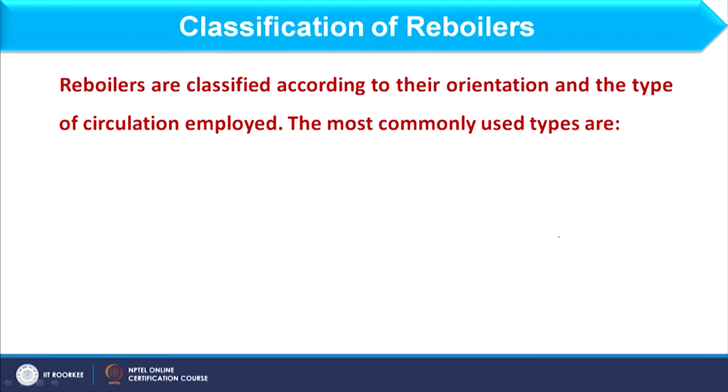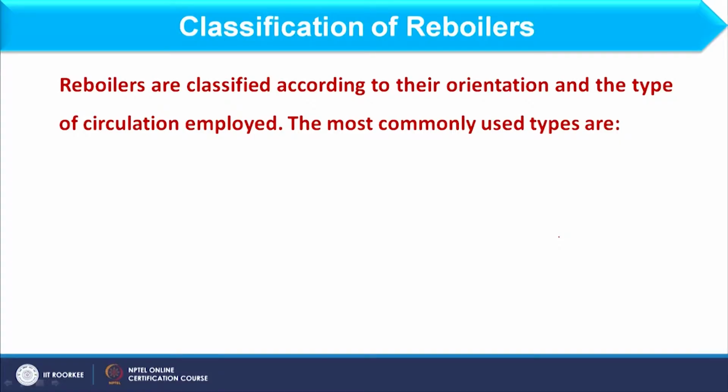As far as classification of reboilers is concerned, these are classified according to the orientation and the type of circulation considered. As we have discussed, condensers are usually placed horizontally or vertically. In the same line, reboilers can be placed either horizontally or vertically. And wherever the boiling will take place, accordingly we can have the reboiler, and along with that the type of circulation, because liquid should enter into the reboiler, vapor should be formed in the reboiler, and the vapor-liquid mixture should return back to the distillation column. So, there must be some circulation, and based on this circulation we have different reboilers.